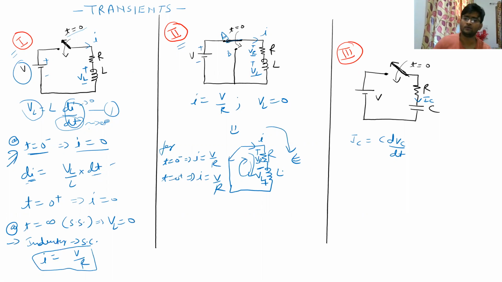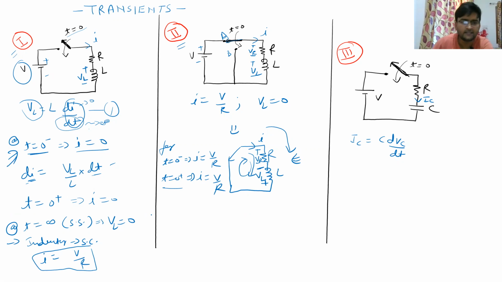So what will happen? This inductor will be supplying current, and right after the switch is moved from A position to B position, the same current I will be flowing in the circuit, whose value is V by R. But this current will gradually decrease. Why will it decrease? Because the current is flowing through the resistor, and the power will be dissipated in the form of heat because there is a resistor. So the current will gradually go down, and it will go down to zero.